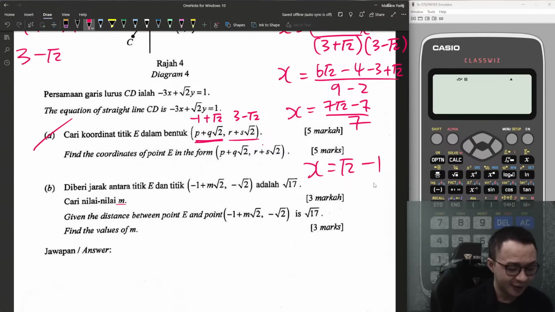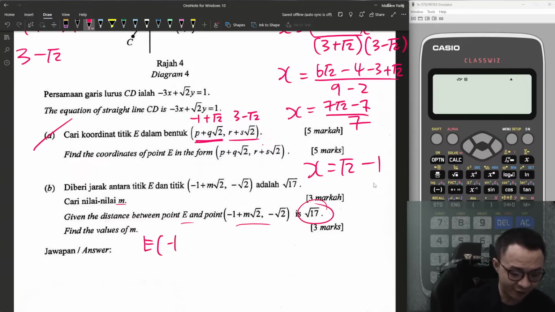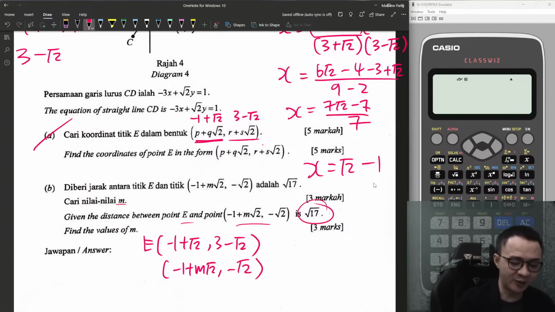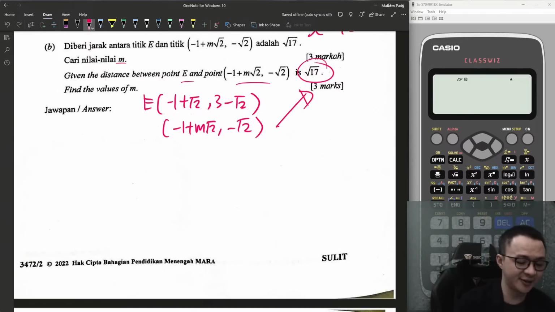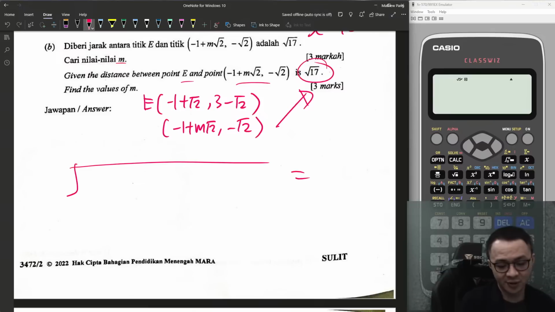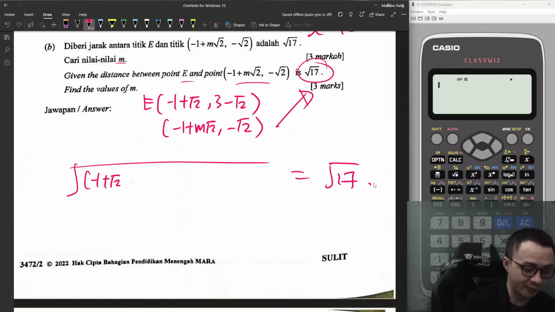Okay, given that the distance of E to this point is 17. Okay, what is my coordinate E? Let me write again. Negative 1 plus square root 2, comma 3 minus square root 2. And with another coordinate, just a random coordinate they give us, m square root 2, negative square root 2. So I want to use a distance formula, and their distance is 17. Alright, so equals to 17, right? So x minus x, so it's negative 1 plus square root 2 minus negative 1 plus m square root 2.